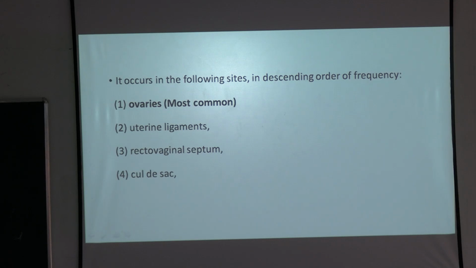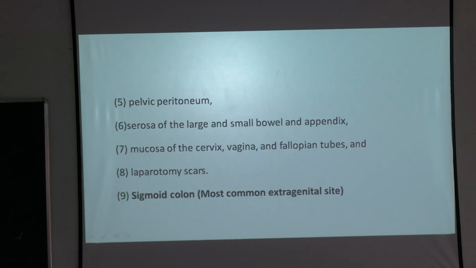Site most common is ovary. Ovary is the most common site. Then uterine ligament, rectovaginal septum, cul-de-sac, pelvic peritoneum, serosa of the large and small bowel, and appendix, mucosa of cervix, vagina, fallopian tube, and laparotomy scar. Most common extragenital site is sigmoid colon.